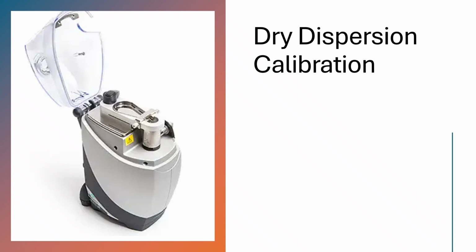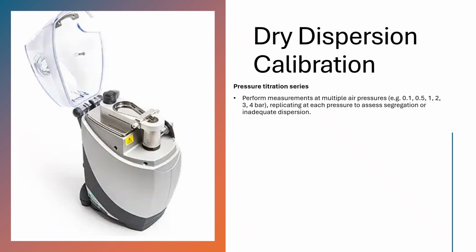So now the next step is pressure titration series. Here you need to perform measurements at multiple air pressures, for example 0.1, 0.5, 1, 2, 3, 4 bar, right? Replicating at each pressure to assess segregation or inadequate dispersion. By running the same sample at gradually increasing pressure, you can determine the point at which particle agglomerates are fully broken apart without fracturing the actual particles, right?